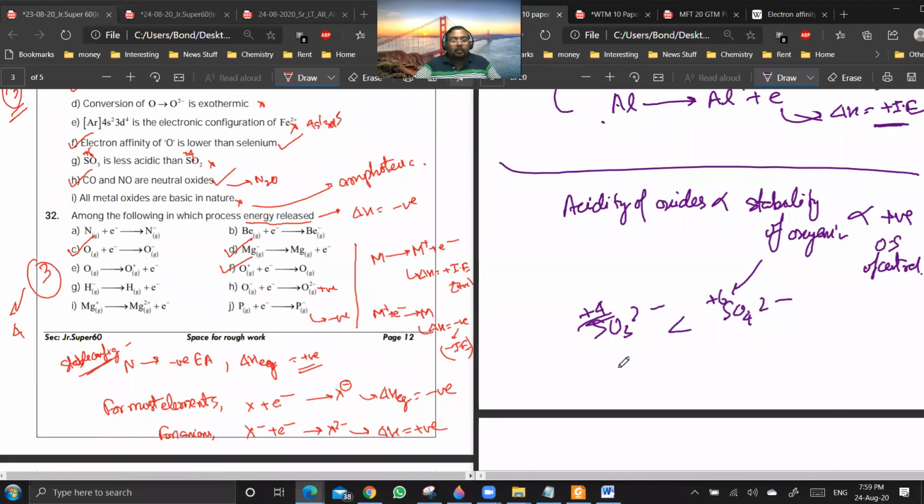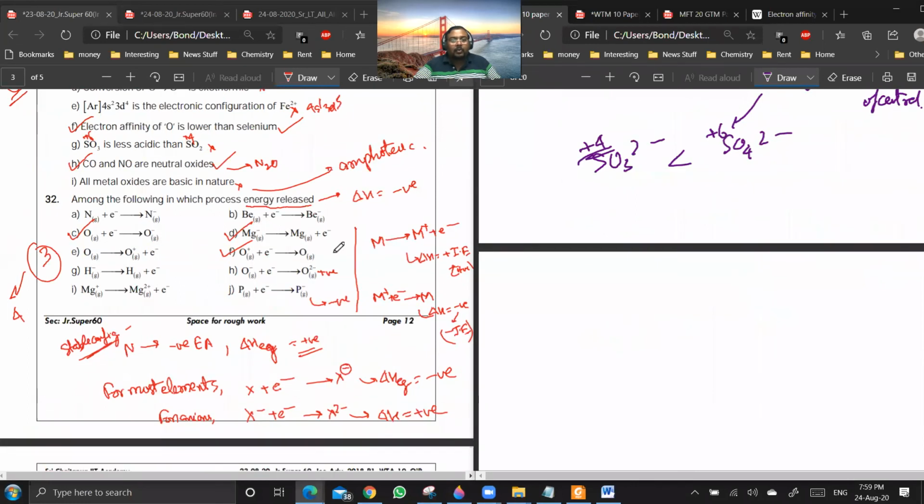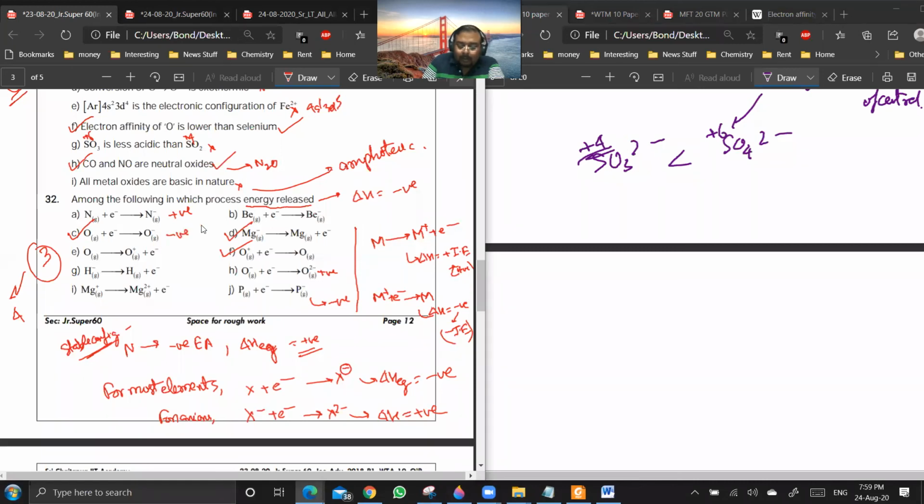Question 32. Based on whatever I have discussed, can we do it now? Yes, sir. First, N plus e giving N minus. It is a stable configuration, so I have to give energy, and delta H will be positive. Oxygen plus electron giving O minus will be negative. O minus is not a stable configuration. O giving O plus plus electron is ionization energy, so it has to be positive.